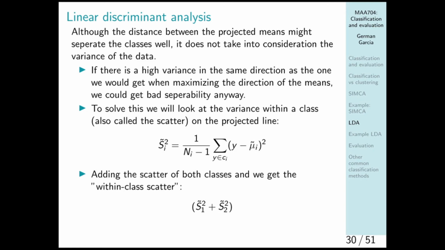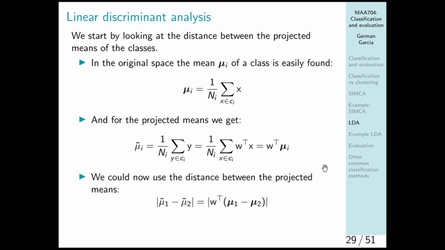In order to solve this, we will look at the variance within a class, which is also called scatter, on the projected line. This is basically the sample variance within the class. And so what we have is vector y.